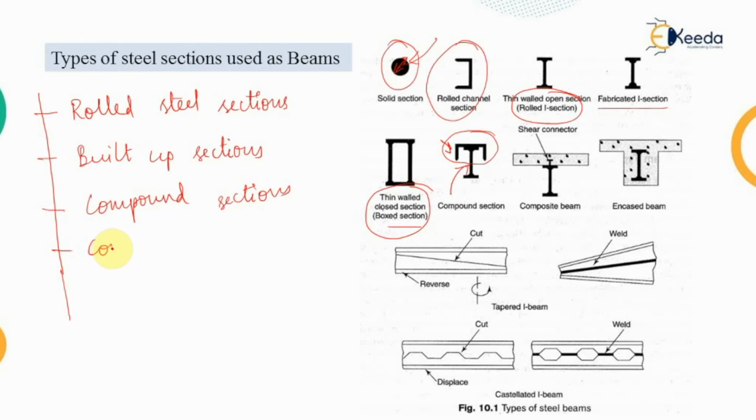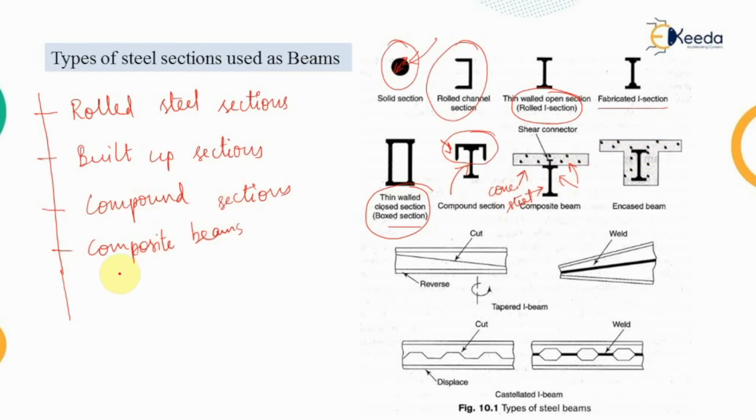The next type of beam which can be used is known as the composite beams. These composite beams are provided whenever we want to increase the compactness at the compression side. In this we are using two different materials, that is concrete as well as steel. So the composition of these two is known as the composite beams.